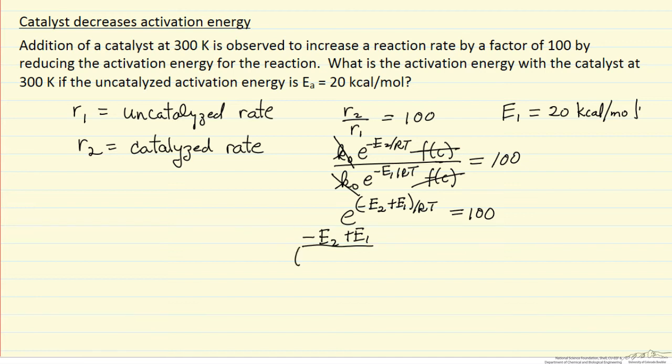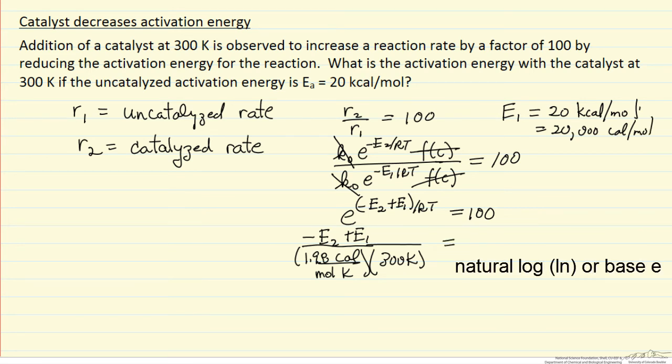So let's put in R. Since this is kcals, I'm going to write this as calories, so I can use 1.98 calories per mole Kelvin, the gas constant. Temperature 300 Kelvin, absolute temperature. Remember, these E's now, I'm going to write them 20,000 calories per mole. And the log of 100, 4.605. And I know E1, so I can solve for E2.